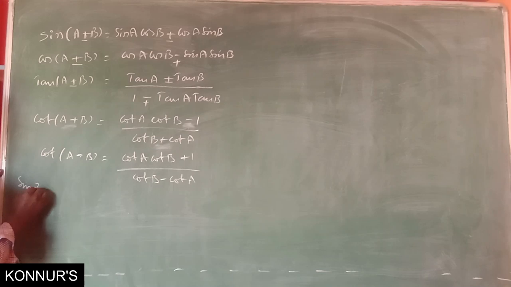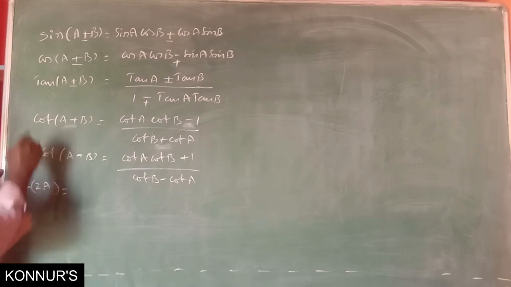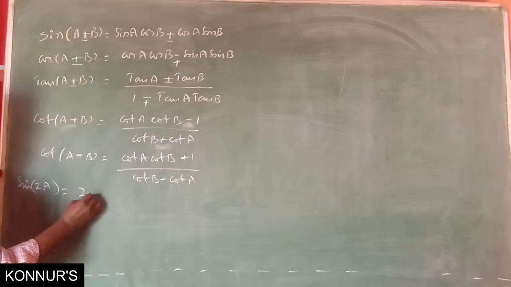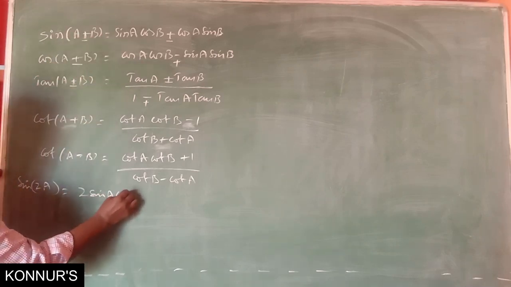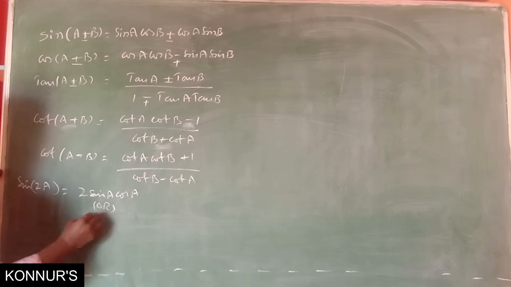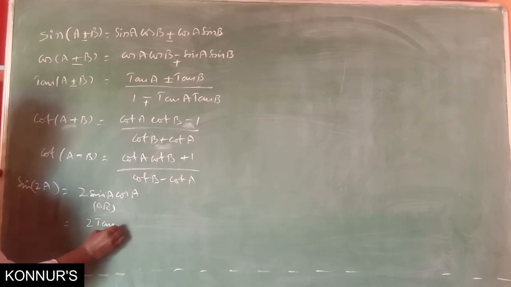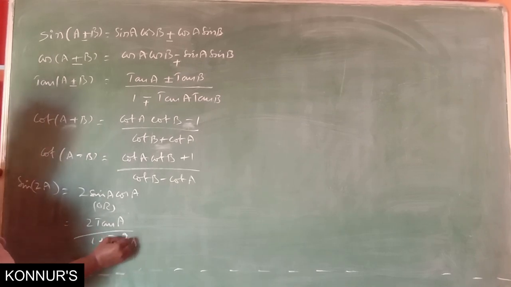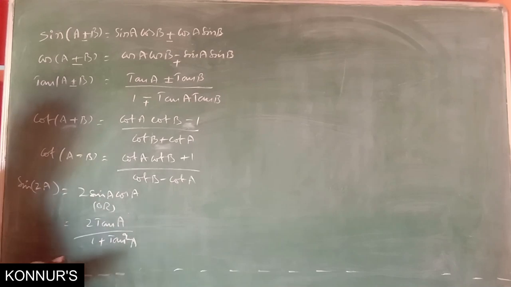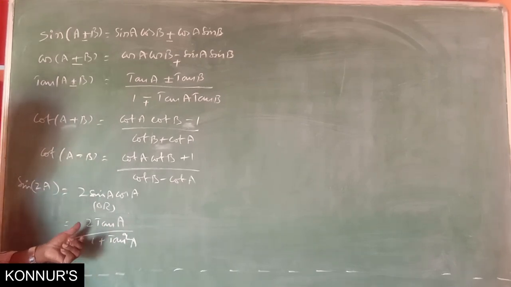Next, you see, sine 2A, it is very important. Sine 2A, find from this table: for B, if you substitute A, we get it. It is 2 sine A cos A. Okay? Here, one more formula: it is 2 tan A by 1 plus tan square A. Don't confuse. Sine 2A is 2 sine A cos A, which is the general formula, or otherwise 2 tan A by 1 plus tan square A is also there.